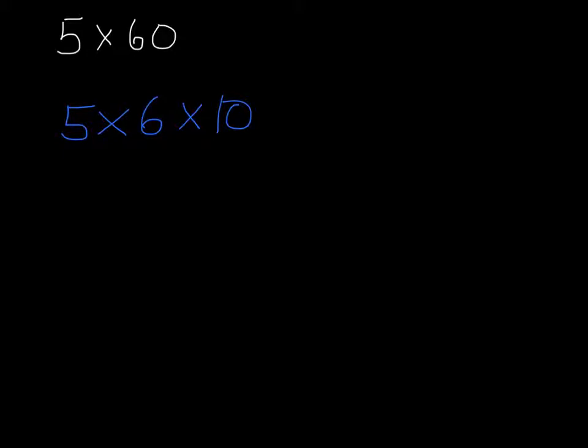We can write it with parentheses if we want. So it is 5 times (6 times 10). Okay? The parentheses here just means that that piece needs to be done first. I like that because it's easy to multiply something by 10 afterward. So we can do 5 times 6, which is 30, times 10, which is 300.